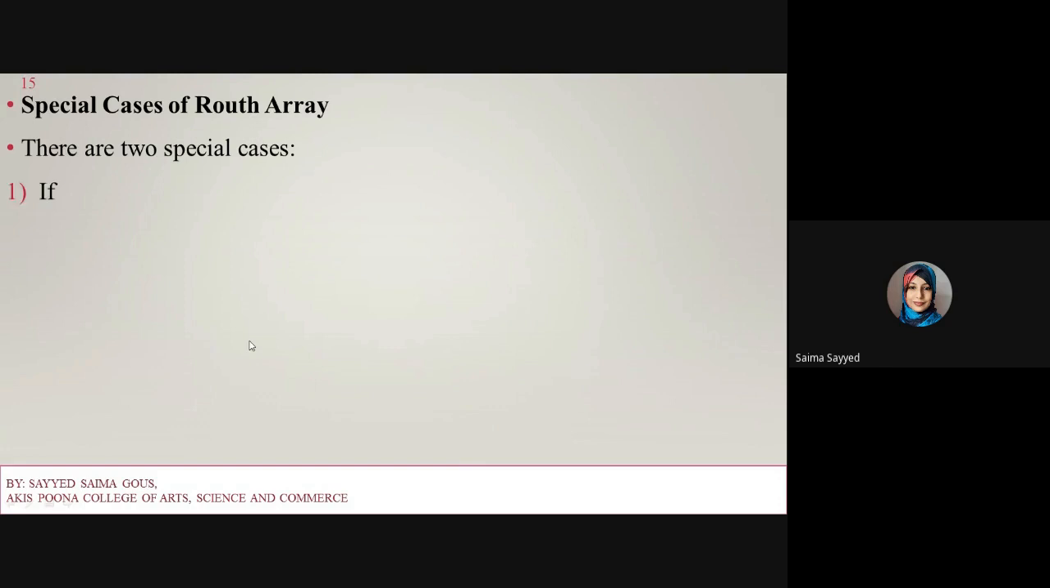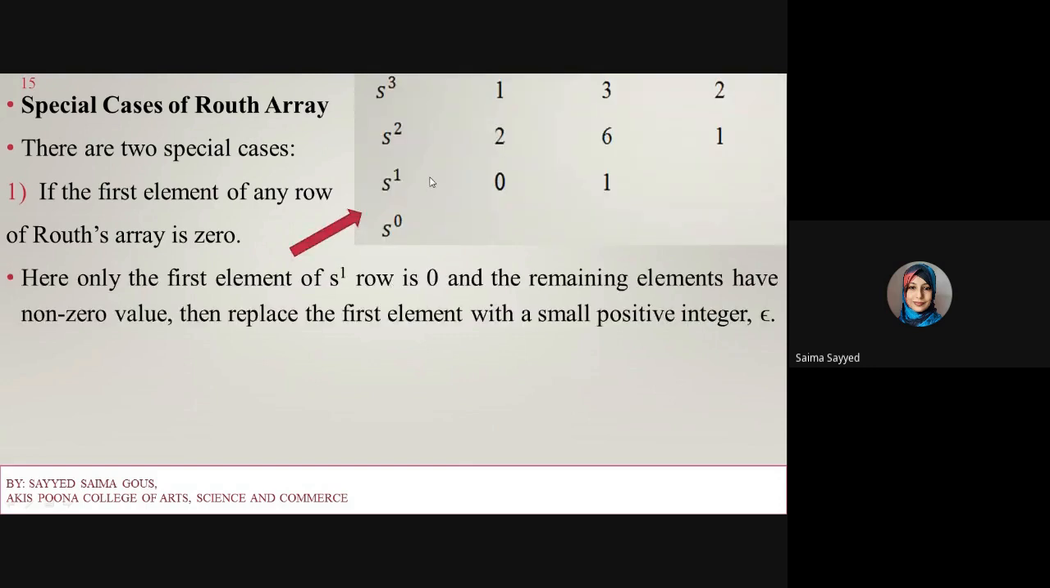Then there are some special cases of the Routh array. There are two special cases. First is if the first element of any row of the Routh array is 0. See, here only the first element of the S1 row is 0 and the remaining elements have non-zero values. This is one example of a Routh array. Here, this is my S1 row. The first element is 0 and the remaining element is non-zero, which is 1.